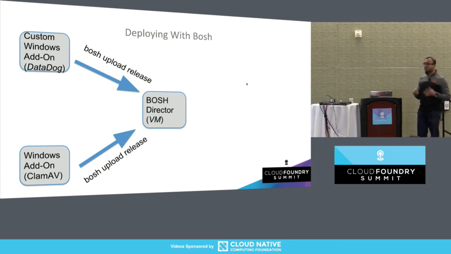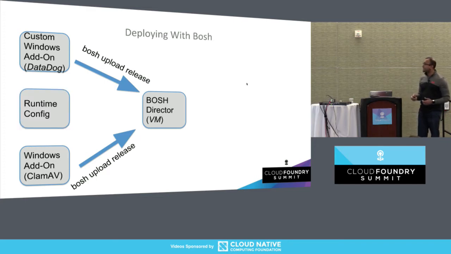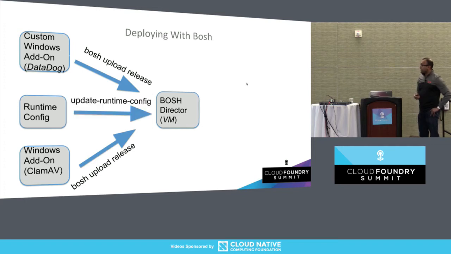Once both these releases are available in the BOSH director, then the next step is we actually have to tell BOSH how to deploy these two things. So that's where the runtime config is going to come in. And we'll walk through that point a little bit more. Okay, so once we update the runtime config, now BOSH is ready to do its job.